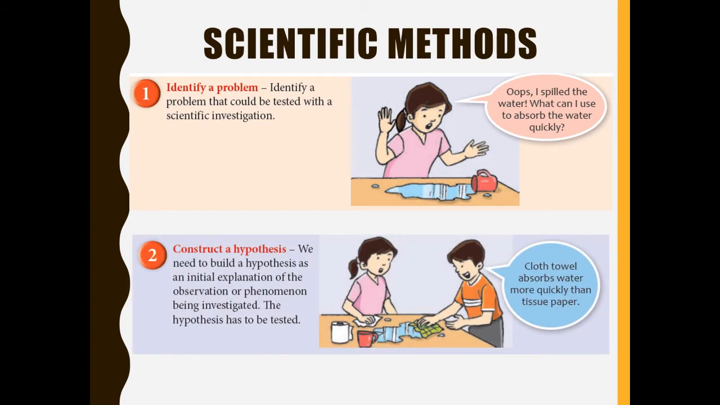Number two, construct a hypothesis. We need to build a hypothesis as an initial explanation of the observation or phenomenon being investigated. The hypothesis has to be tested. This is the important point in our experiment.